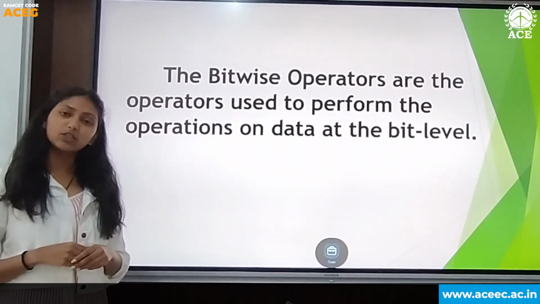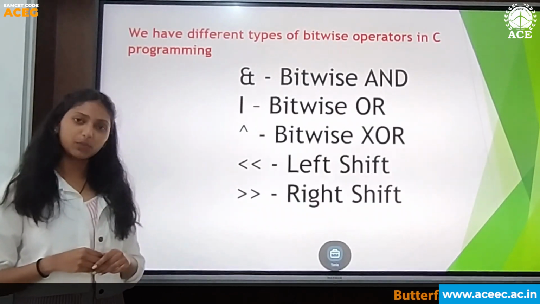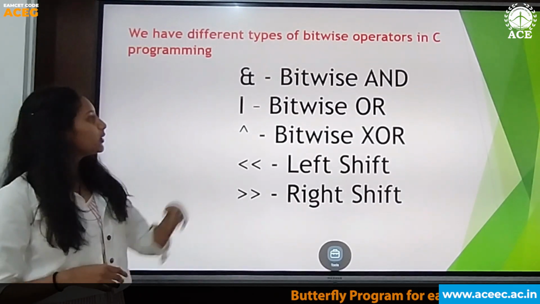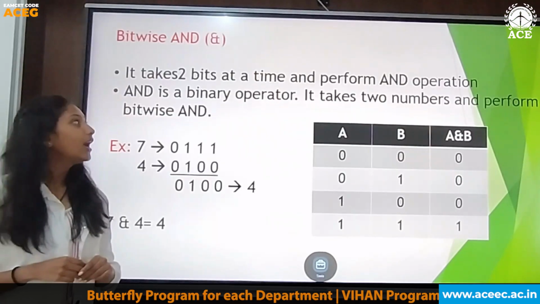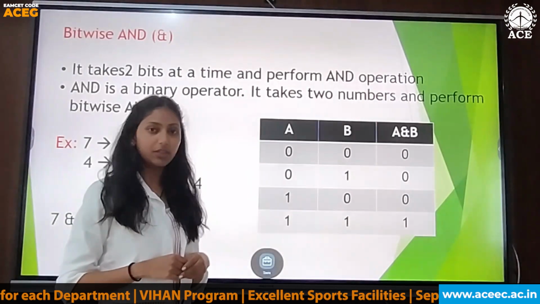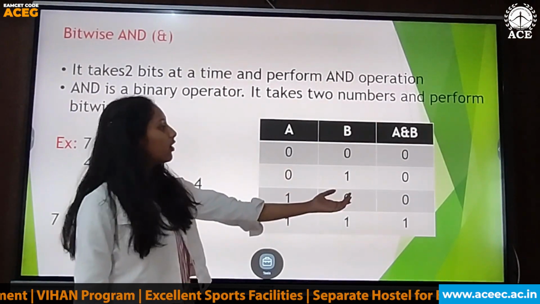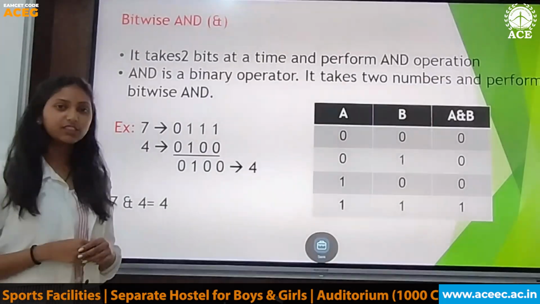Bitwise operators are used to perform operations at the bit level. We have different types of bitwise operators in C, namely bitwise AND, bitwise OR, bitwise XOR, left shift and right shift. Coming to bitwise AND, it has a multiplicative property. Let us see the truth table. If two inputs are 0, then we'll get the output as 0. If two inputs are 1, then we'll get the output as 1.